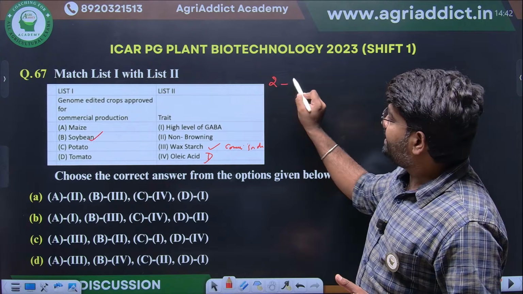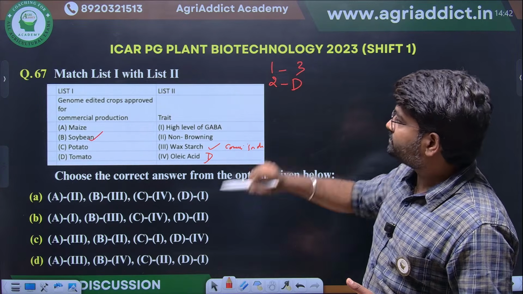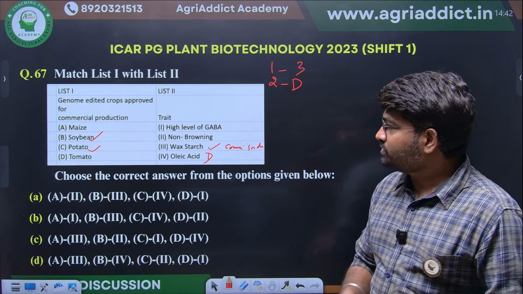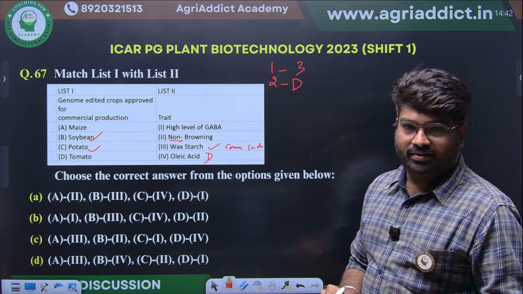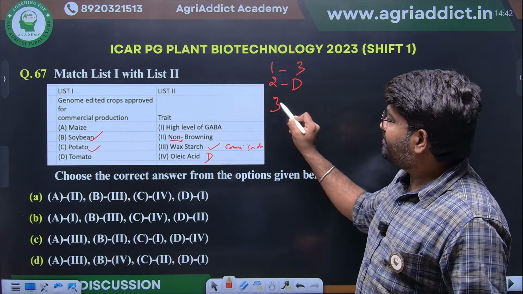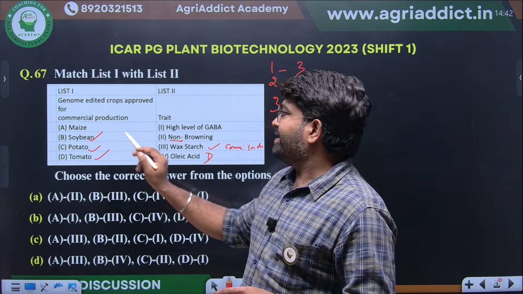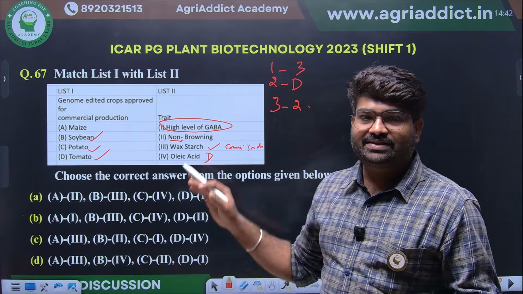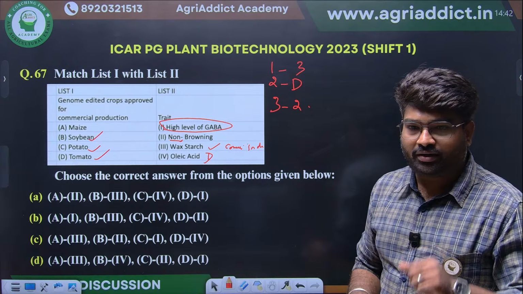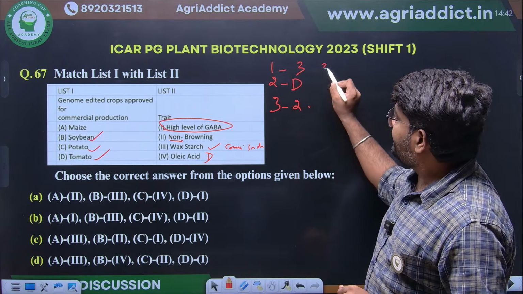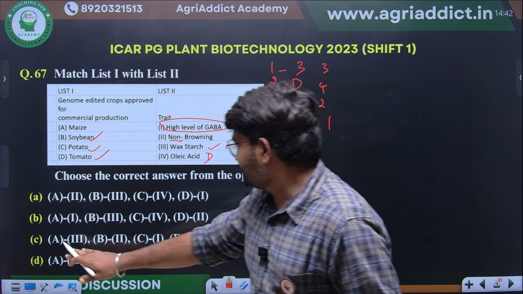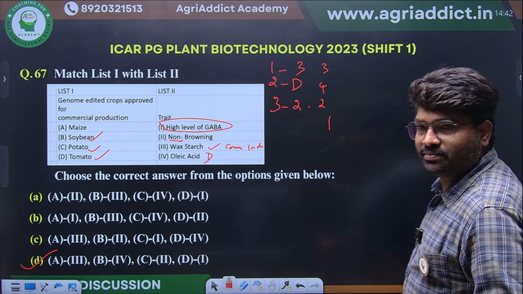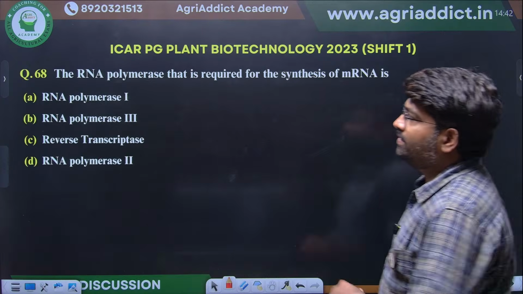So 2 will come for D, 1 for 3. Potato, browning is the major problem. So, a non-browning variety can be made. Okay, so 3 will come for 2. Tomato will have a high level of GABA. Why? They have enhanced the activity of the GABA biosynthetic enzymes in tomato fruit. Okay. So 3, 4, 2, 1. So option D will be the right option. Yes, 3, 4, 2, 1 will be the right option.